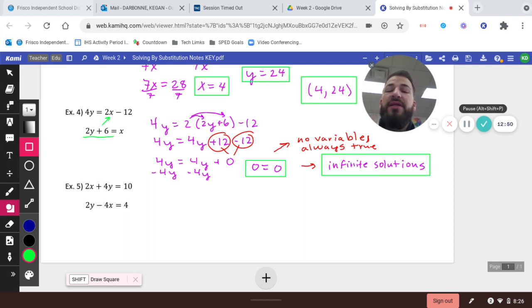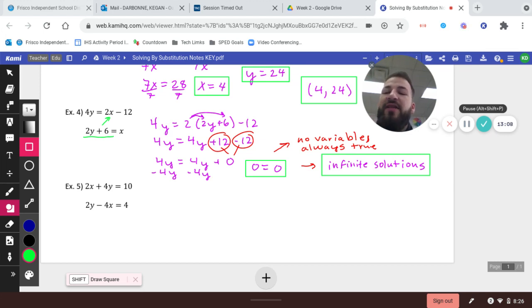If instead you get a similar result where your x's or your y's cancel out, but we get a false statement, so instead of 0 equals 0, you get something like 1 is equal to 7, that's not true. Then you would get no solution. That means there's no way to solve those two equations because they're parallel.